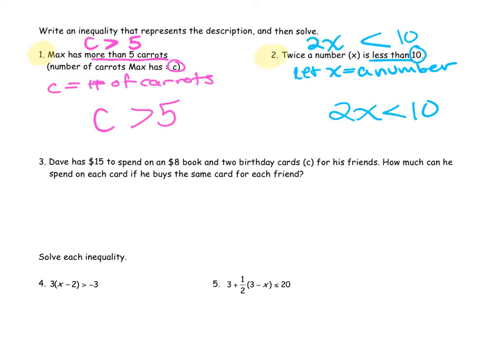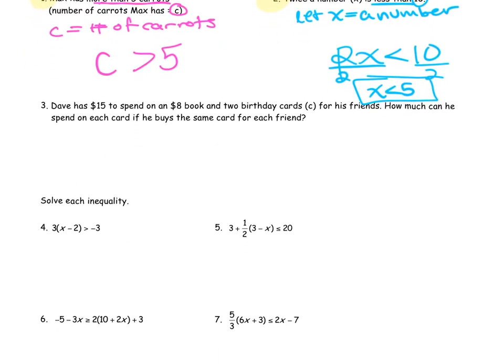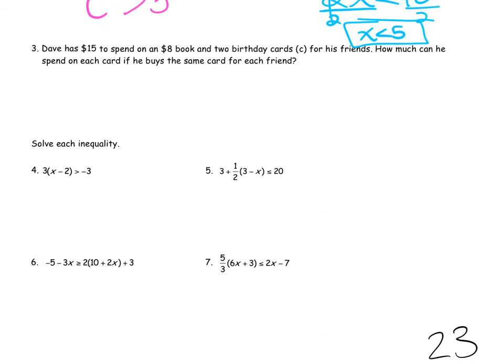If we want to solve this now, right, we would use the division property of equality, divide by 2 on both sides. Now I have x is less than 5. No switching of the inequality symbols here or flipping it because we're not dividing by a negative. Okay, so far so good. Let's take a look at question 3 together.